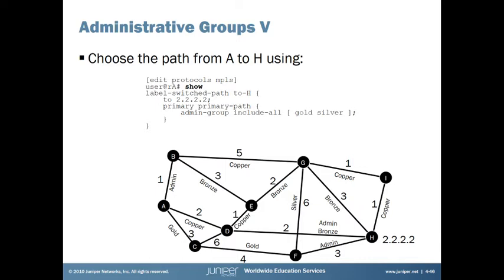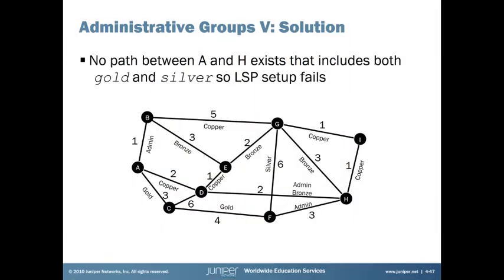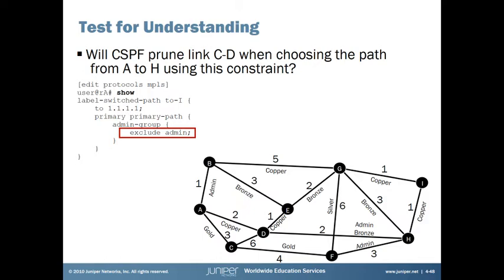There is no path. What happens? No path, exactly. You can't build that path. All right, so it's possible to put constraints in that are actually impossible to satisfy. There is no path. All right, so let's take a look at this here.